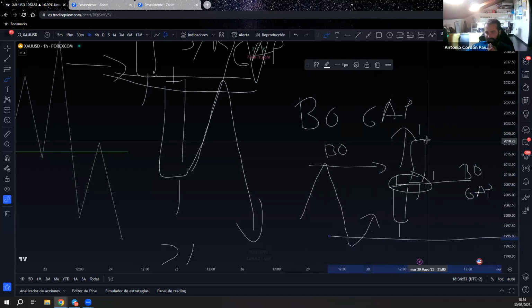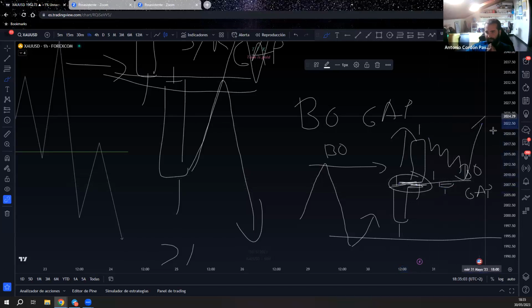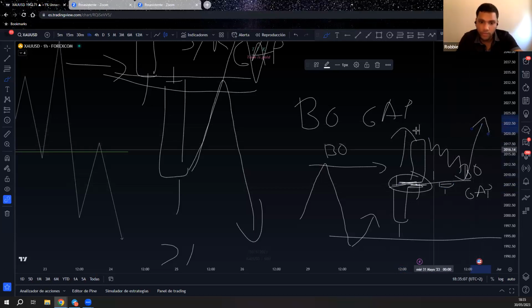So we have to try to find that the price respects this gap and doesn't close below the continuation high. It's correct, Robbie? Yeah, it's correct.